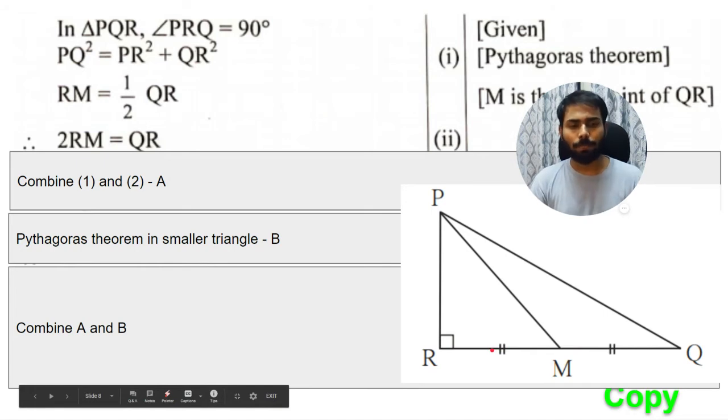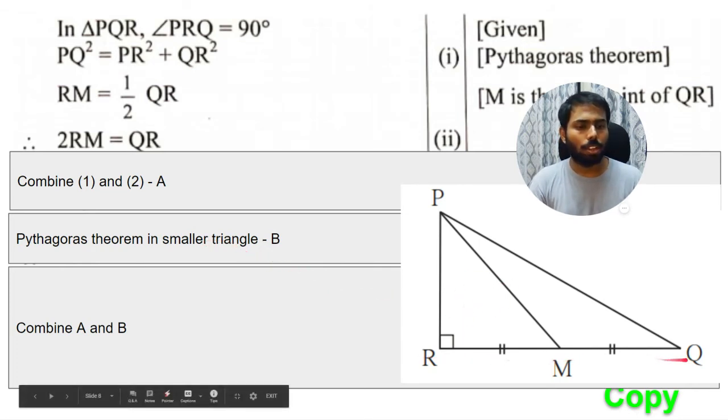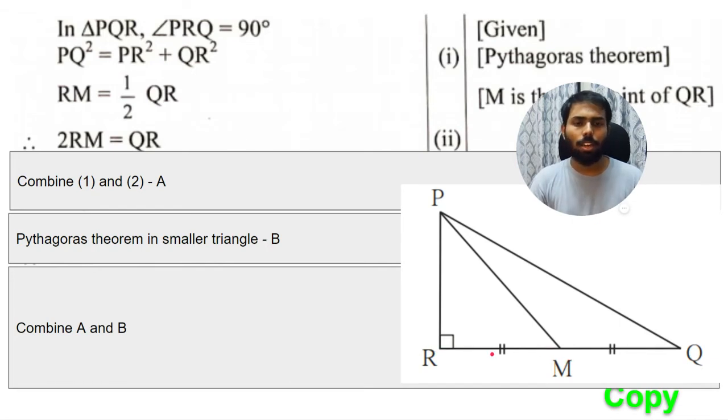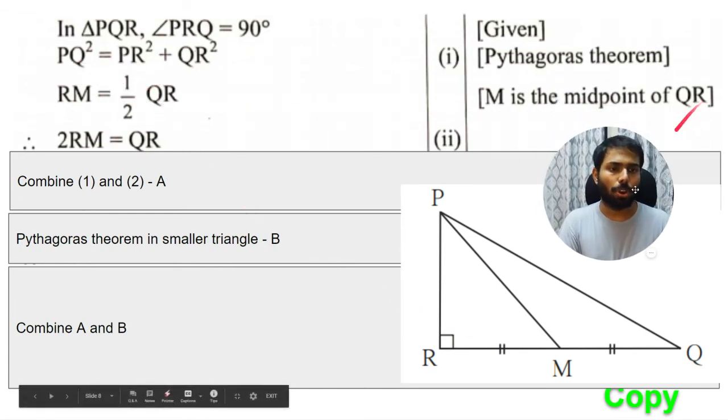Why is that? क्यों ले रहा हूं मैं ऐसा? The reason I'm taking RM is मुझे पता है मैं छोटे ट्रायंगल का पाइथागोरस थ्योरम यूज करने वाला हूं, राइट? स्मॉलर ट्रायंगल I'm going to use Pythagoras theorem, और स्मॉलर ट्रायंगल में क्या यूज होगा? RM यूज होगा, QM यूज नहीं होने वाला है, राइट? That's why I'm taking RM as my preferred choice of sides in this expression. What will be the reason? M is the midpoint of QR.